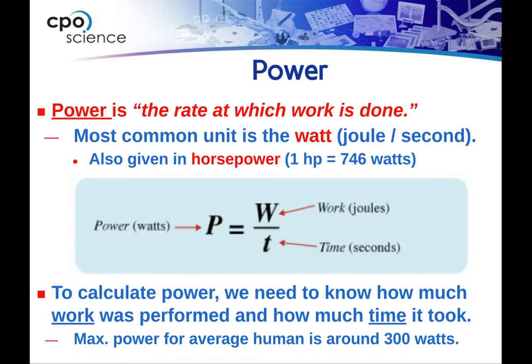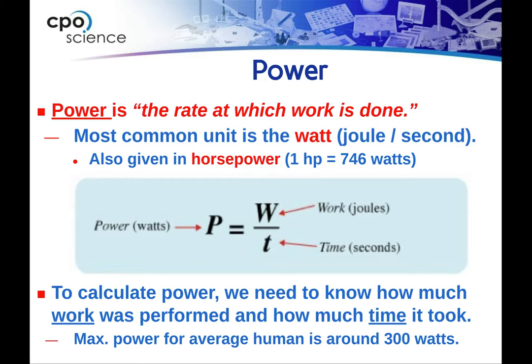Power is the rate at which work is done. So power is how much work we can do and how fast we did it. That determines how much power we have. The common unit for power is a watt. A watt is a joule per second. Power is work divided by time. Work is measured in joules, time is measured in seconds, so we get joules per second.